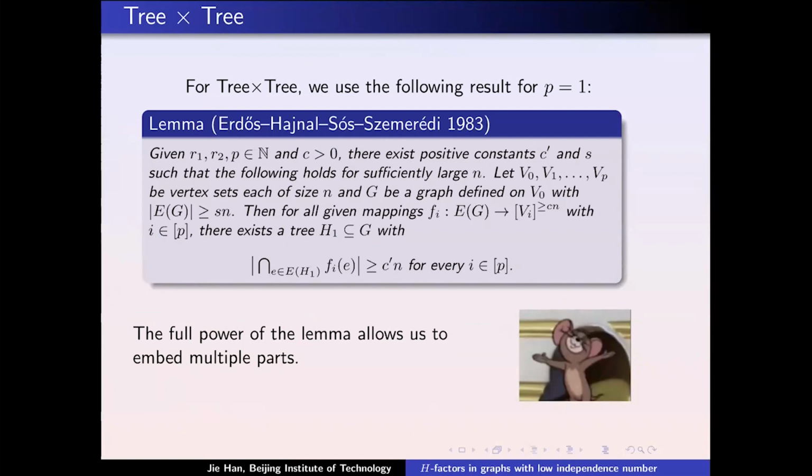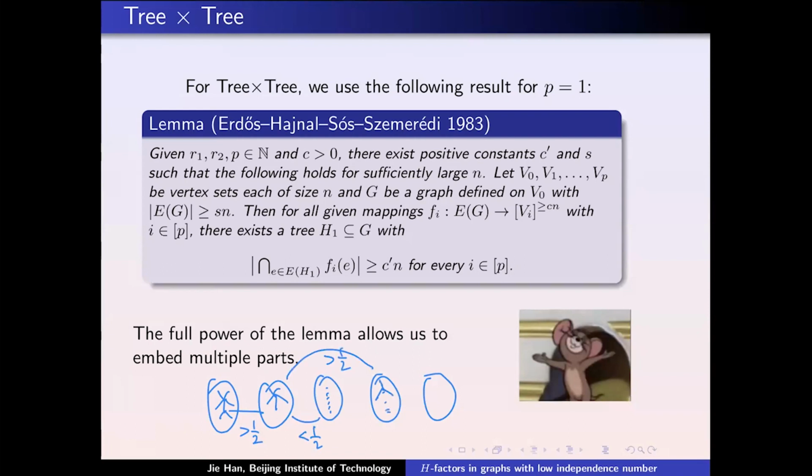So now, just to give you a feeling, when you have multiple parts, if this density is more than 1/2, you can embed tree times tree. But then, for example, if this density is less than 1/2, you can embed tree times an independent set. And if this part is again about 1/2, then you can embed a tree. And this is essentially how it works, how we find our H with the optimal cyclic partition into these regular k-tuples or regular r-tuples.